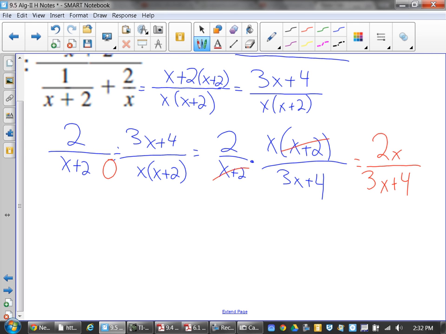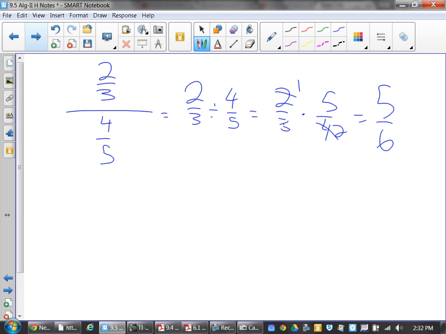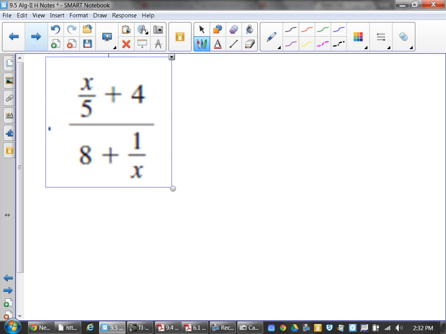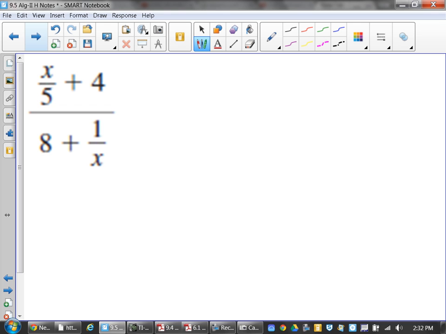Sometimes you get 1. It just depends upon the problem. It's the same exact process as that. Flip the fractions. It's all we're doing. Let's try an easier one. You'll see the process again. The process is very, very simple. It just looks weird. Okay?